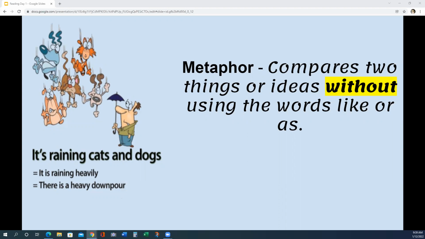Metaphors compare two things or ideas without using the words like or as. Okay, so for example, it's raining cats and dogs. Well, what does that mean, guys? Is it actually raining cats and dogs? No, they don't mean that there's dogs and cats falling from the sky. What it means is that it's raining very heavily or it's some type of a downpour. So it's comparing two things without using like or as. In this scenario, we would be comparing rain to cats and dogs falling out of the sky, and it's just a way of saying it's raining really hard.